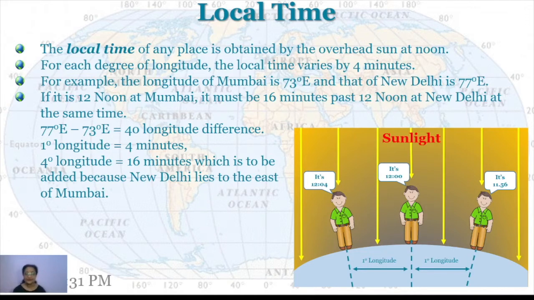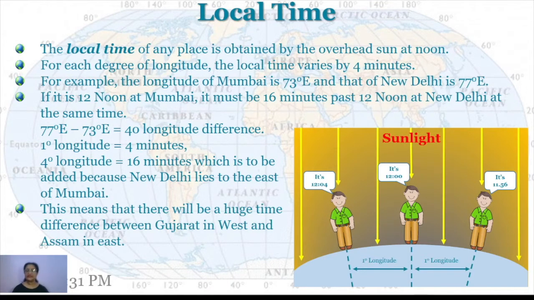Understood? So suppose I give you one example: at Mumbai it's noon time, 12 o'clock noon. So what is going to be the time at New Delhi? It's going to be 12:16 p.m., because the time will be added. As we go towards the east, the time will be added. As we go towards the west, the time will be subtracted. So in this manner, you should understand the calculation of time is done.